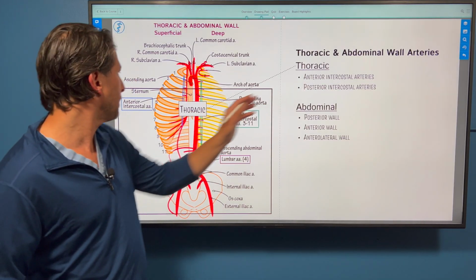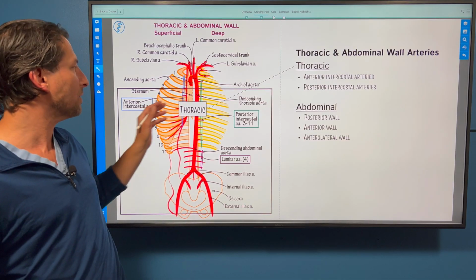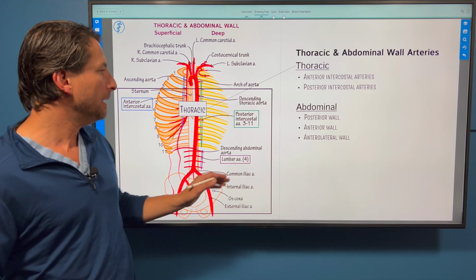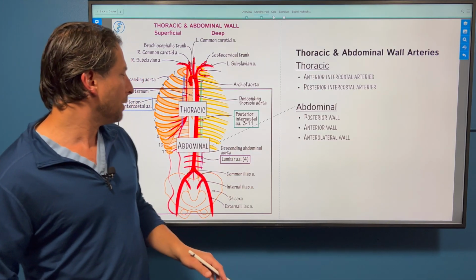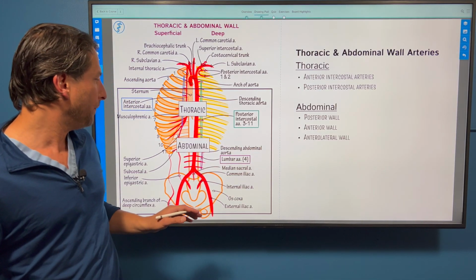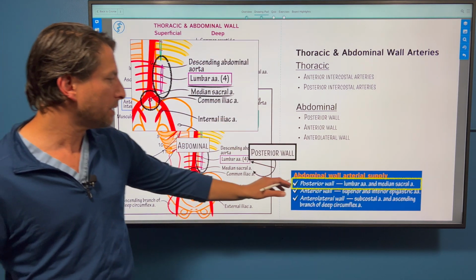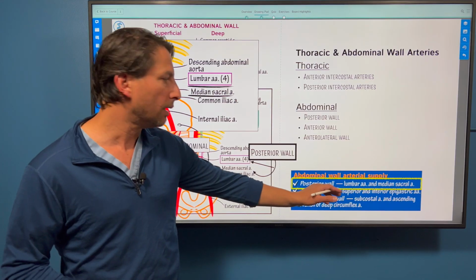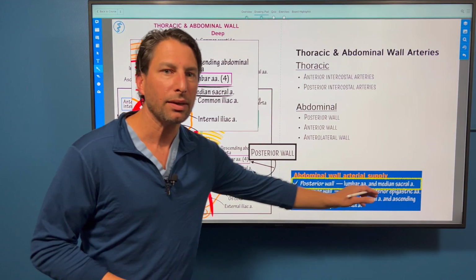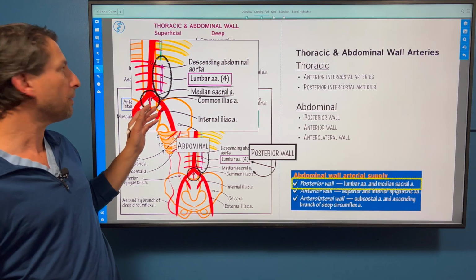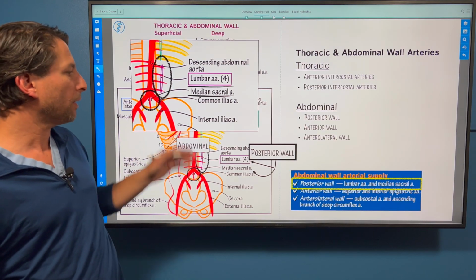So now let's jump into first the thoracic arteries. So these are anterior intercostal arteries and posterior intercostal arteries. Then the abdominal. So this gets a little bit more tricky. So we have first this posterior wall with these lumbar arteries and median sacral artery. We can see that here. This is the median sacral right here, and then the lumbar arteries.